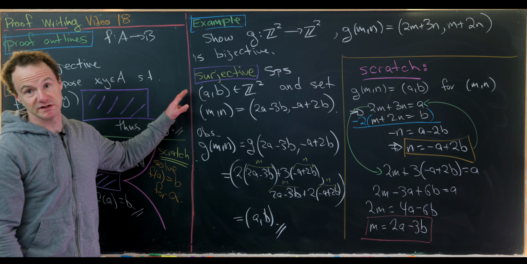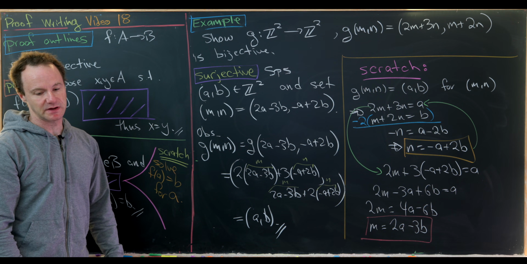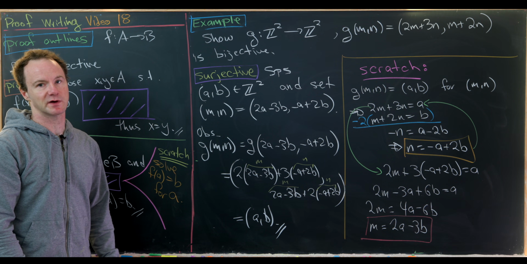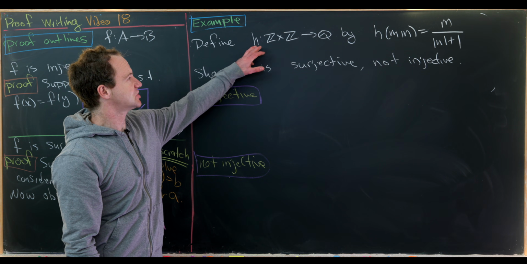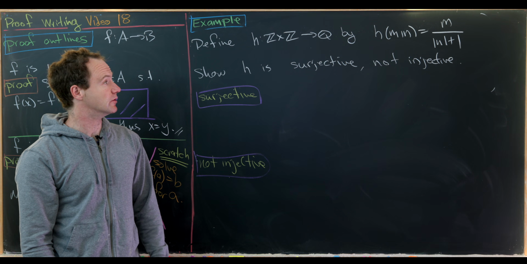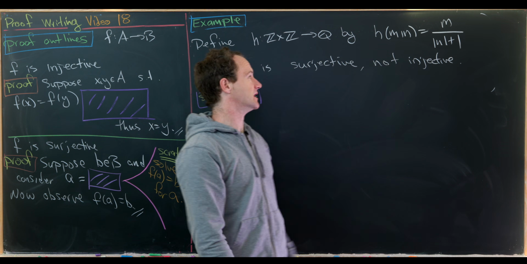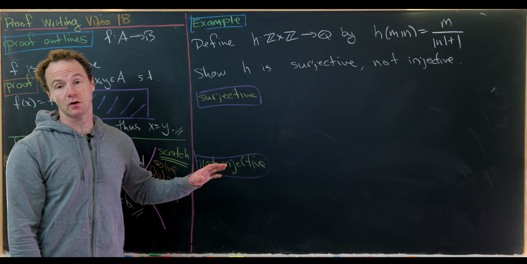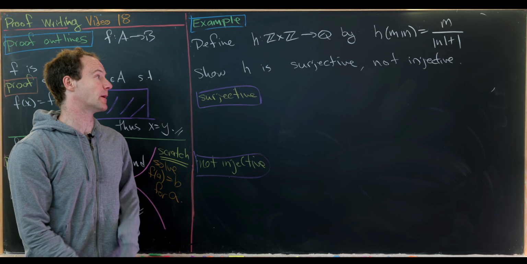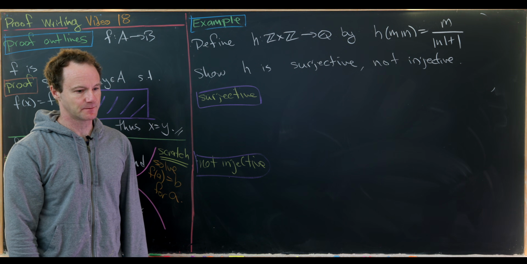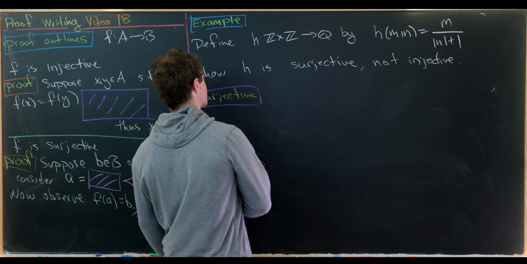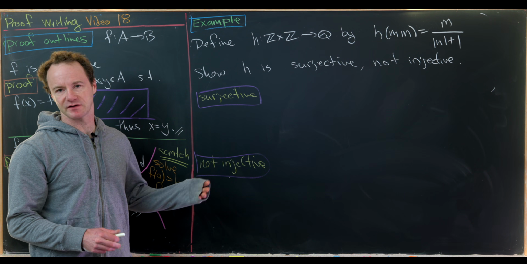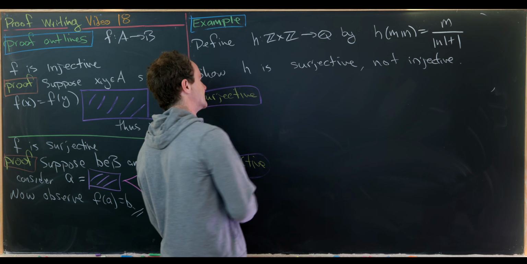We found this, what's called a pre-image for the element (a, b). Okay, let's maybe do one more quick one and then I'll leave you with some warm-ups. For our last function, we'll call it h, and it goes from Z cross Z to Q, and it's defined by h of (m, n) equals m over the absolute value of n plus 1. And our goal is to show that this thing is surjective but not injective. Okay, let's show that it's surjective. These are actually pretty quick, and we don't need a bunch of side calculation here because we can kind of guess and check our way to it.